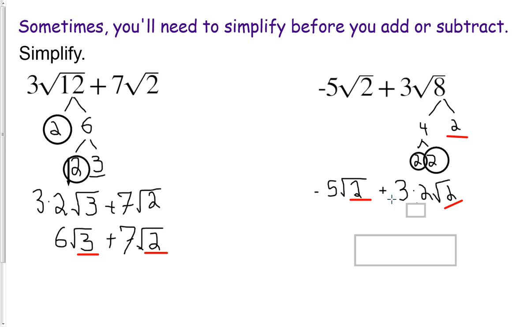And so we're going to do the math. 3 times 2 is 6. 6 minus 5 is 1. So I get 1 square root of 2, or we just write that as square root of 2. Okay.